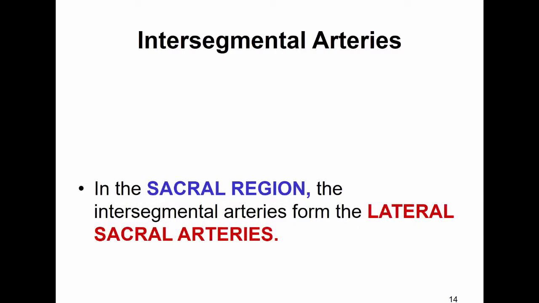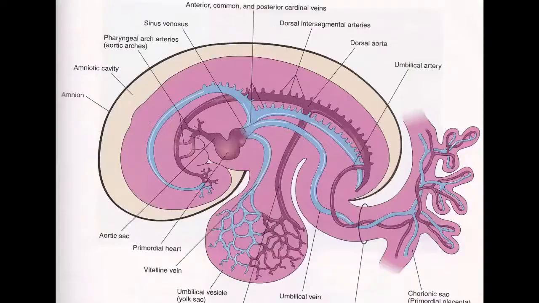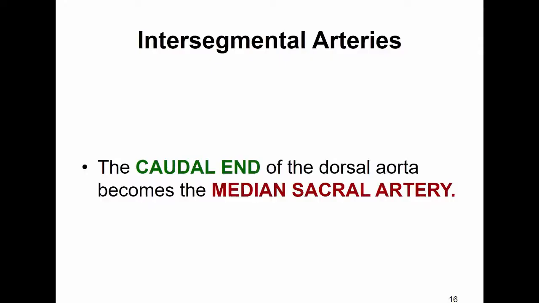And in the sacral region, the intersegmental arteries form lateral sacral arteries. So there are 2 lateral sacral arteries and they run on each side of the ventral sacral foramina, if you remember. They run on both sides of the ventral sacral foramina, and they come from the intersegmental arteries in the sacral region. So we just jump, and at the caudal end, the dorsal aorta becomes the median sacral artery.